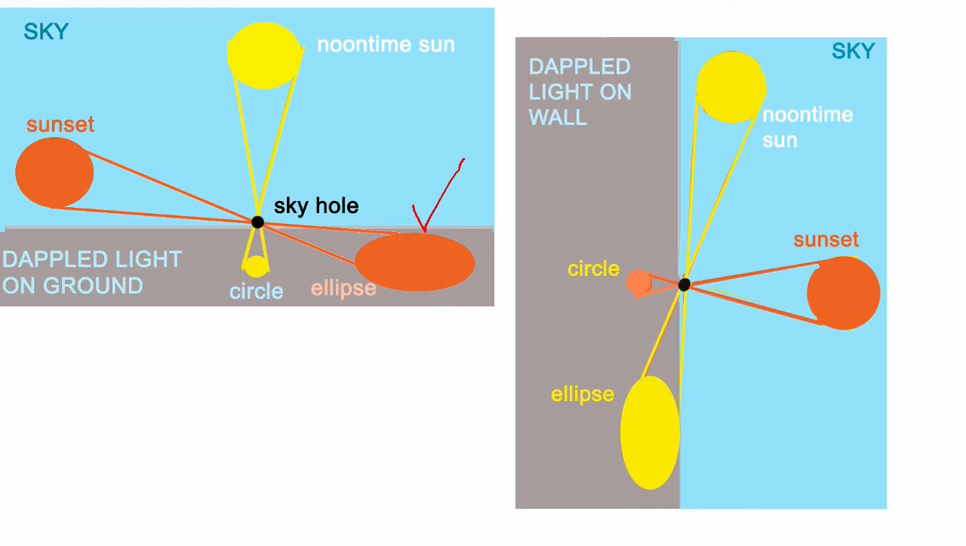Well, what happens on a vertical surface? I just turned the diagram around. Now you can see that the sun at noon is the one causing the ellipses, not the evening sun.